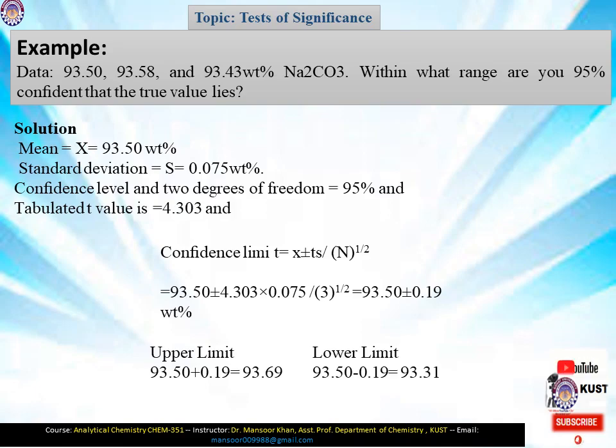So this example clearly shows that the true value is present between these 2 limits. This is the importance of confidence interval and confidence limit, that it tells us the range in which the true value is present.